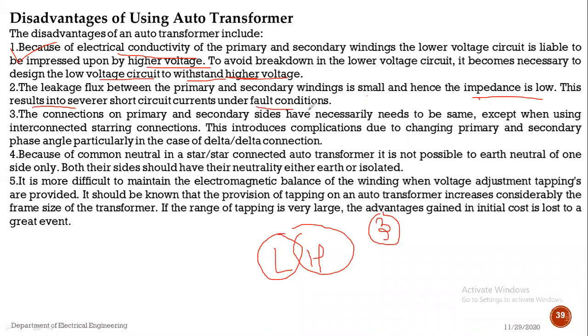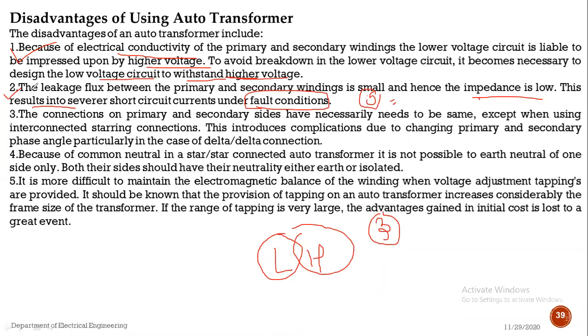When a fault occurs in an auto transformer, a large amount of short circuit current will flow. So this is the second disadvantage.